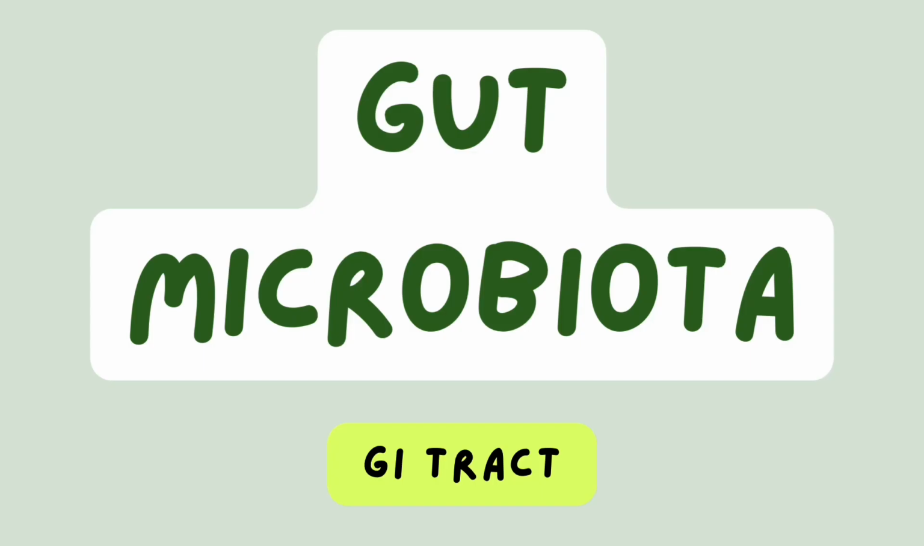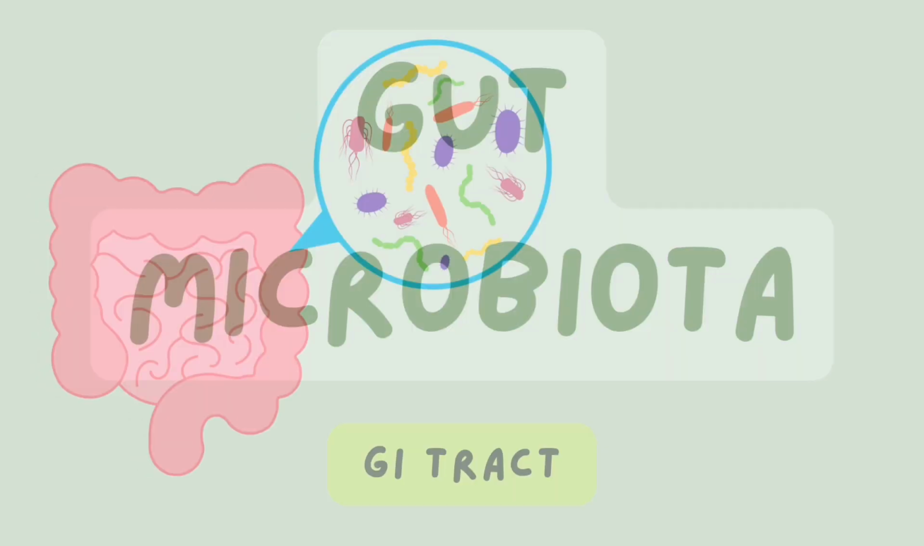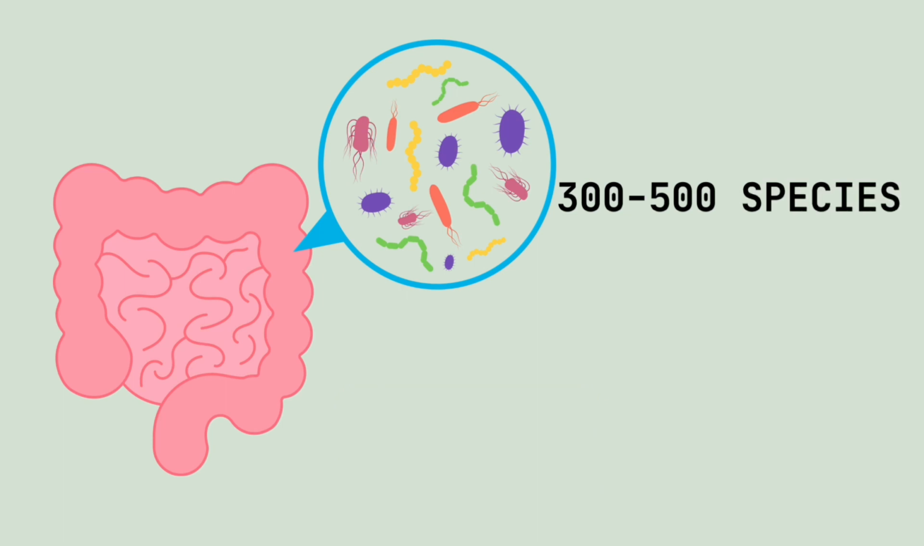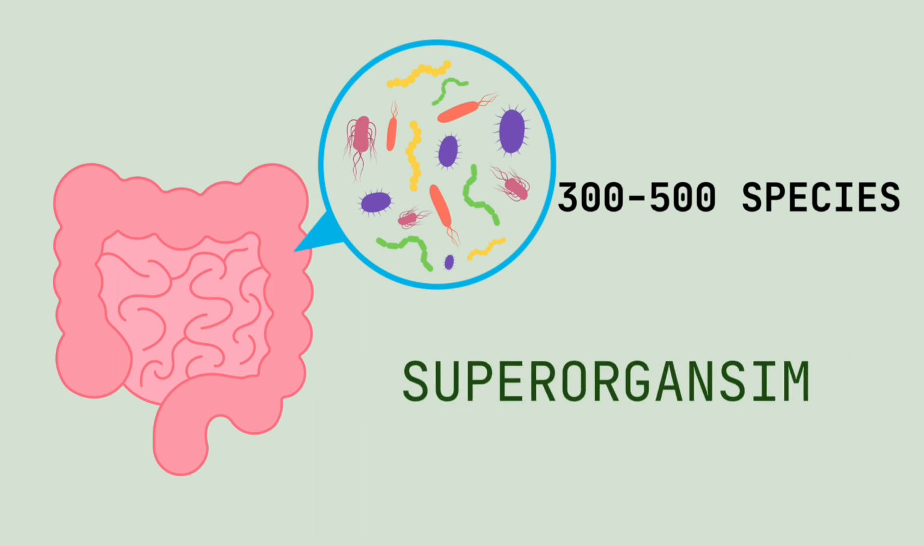The last factor affecting metabolism we'll be discussing in this video is the GI tract microbiota. The GI tract gut microbiota is made up of the 300 to 500 species of bacteria that live within our digestive system. Together, they have a combined mass heavier than any other internal organ, leading them to be considered a superorganism and virtual endocrine system.